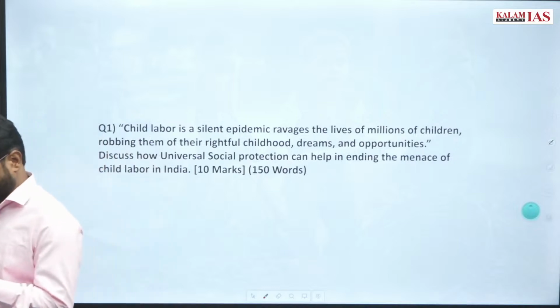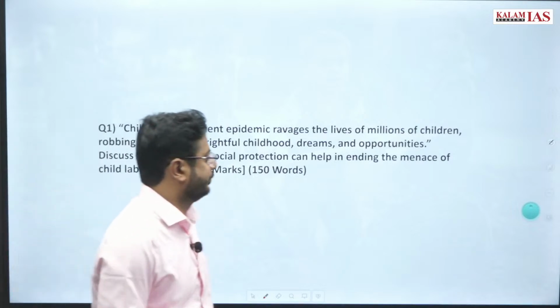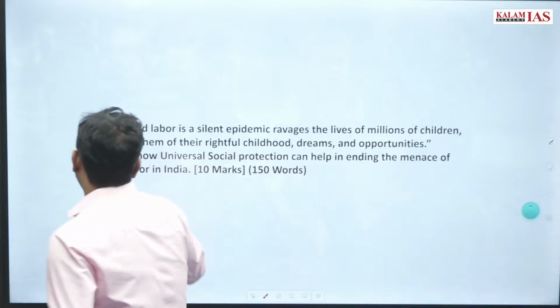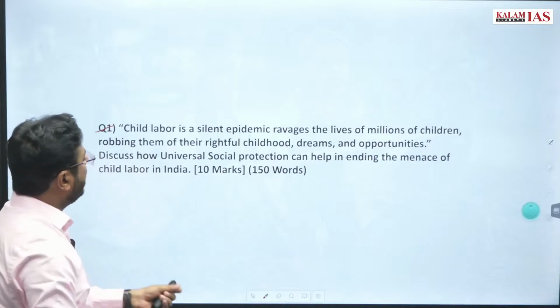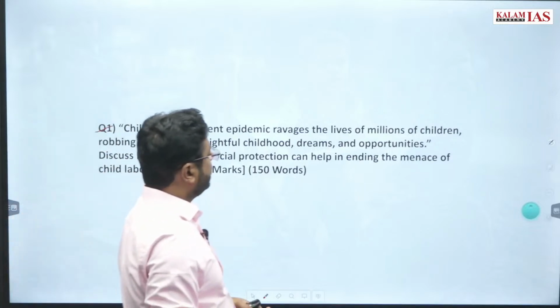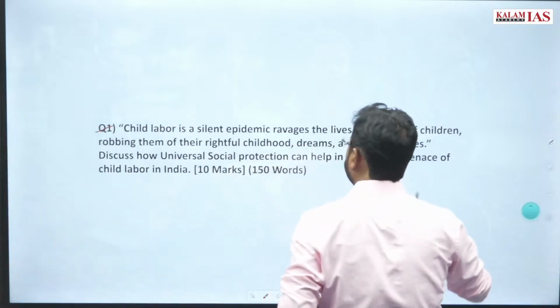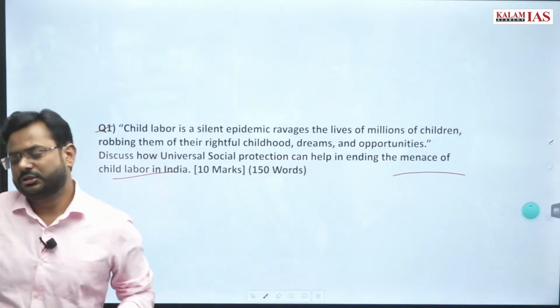Please read this question. Question number two says that child labor is a silent epidemic that ravages the lives of millions of children, robbing them of their rightful childhood, dreams and opportunities, right? Discuss how universal social protection can help in ending the menace of child labor in India. Okay, so this is the question.